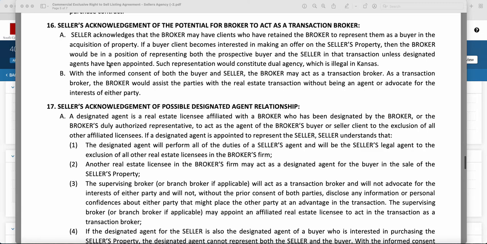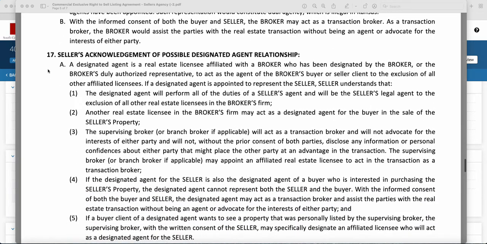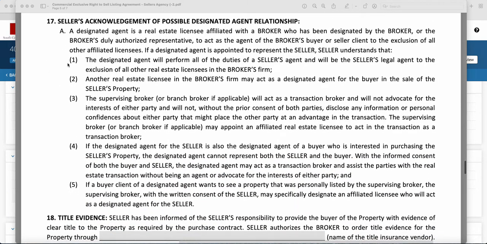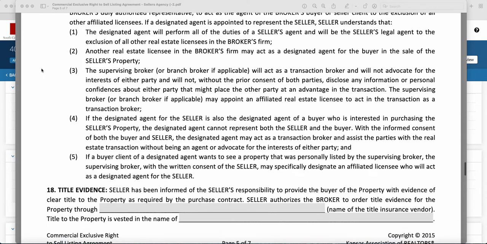All right, seller knowledge of potential broker act as transaction broker. This is where it's saying, hey, we're giving you essentially a warning, I guess I should say, that there's a possibility we could operate as a transaction broker. And when you give them the BRITA, the explanation of how brokerages work, it has on there a good explanation for transaction broker. Remember to always hand them that. They don't need to necessarily sign it, but always have that in your initial documents to a seller, to a listing even as well. So seller's acknowledgement of possible designated agent relationships. This just breaks out all the different ways that we can ultimately represent them.